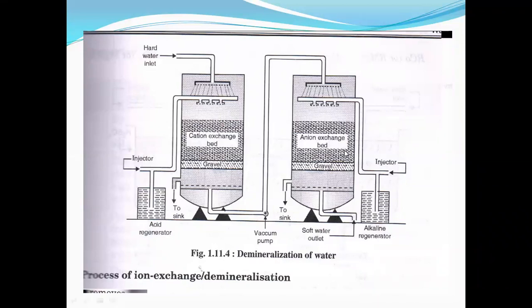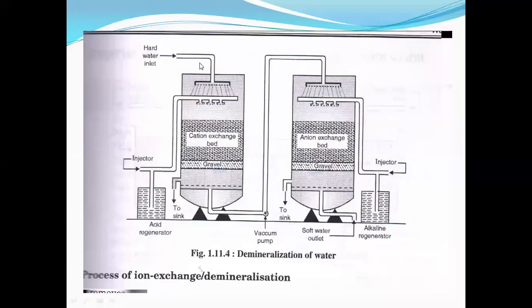Okay, then in the second column you can see that there is again a gravels layer, and above that will be a sand layer, and then the anion exchange bed, anion exchange layer, resin layer. So again they are in the form of granules, which we have already seen. They have OH- ions with them. Cation exchange resins have H+ ions with them. They are rich in H+ ions, and anion exchange resins are rich in OH- ions.